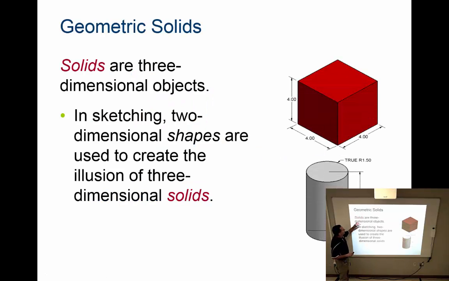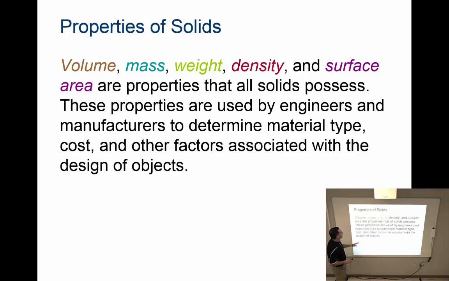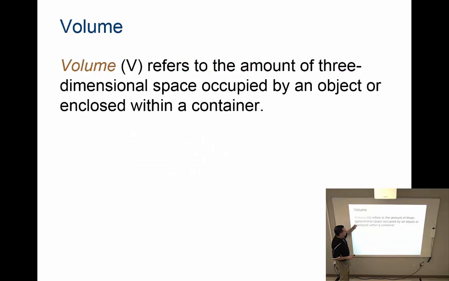A geometric solid, or a solid, is a three-dimensional object, like the examples we have here. Now these aren't actually 3D. We draw them to look 3D, but they've been sketched as a two-dimensional shape. But we're going to use these images to do the calculations for volume and other things in today's activity. So the properties that we're going to be looking at are volume, mass, weight, density, and surface area. And we're going to start specifically with volume.